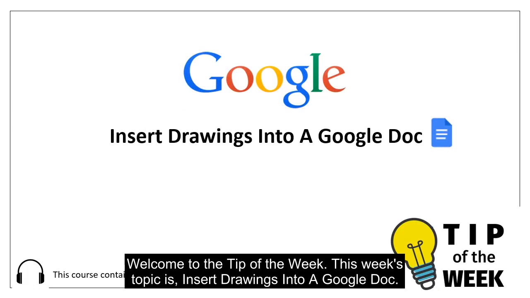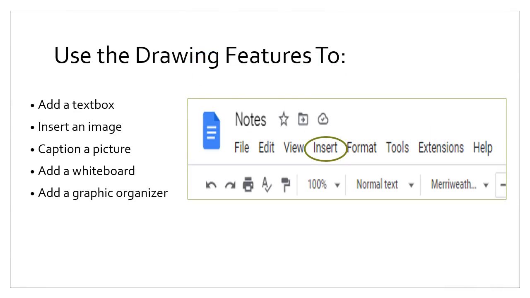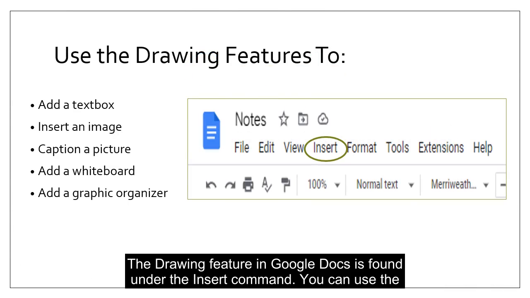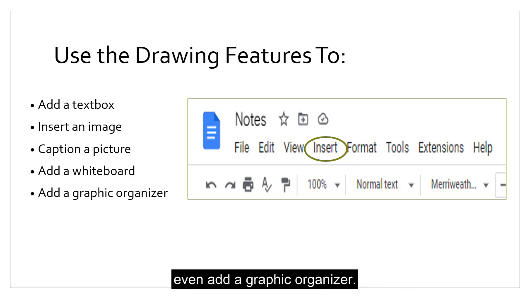This week's topic is insert drawings into a Google Doc. The drawing feature in Google Docs is found under the Insert command. You can use the drawing feature to add a text box, insert an image, caption a picture, add a whiteboard, or even add a graphic organizer.